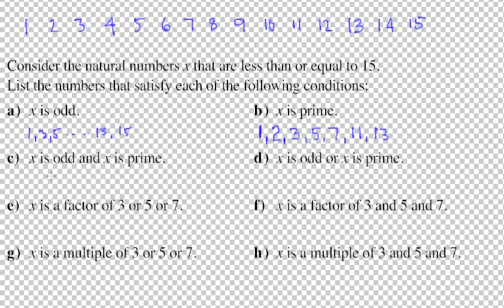Now, X is odd and X is prime. Sure enough, I thought I could get away with shortcutting that list, and I shouldn't have, so one moment while I get caught up. Here's a proper list. 7, 9, 11, 13, 15. Okay. And means both of these things have to be true at the same time.